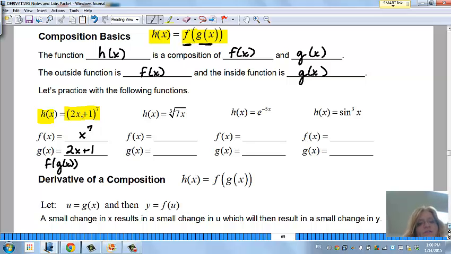Let's look at this cube root here. Let's start with the inside. My inside function would be 7x. My outside function would be the cube root of x, or x to the 1/3 if you will.